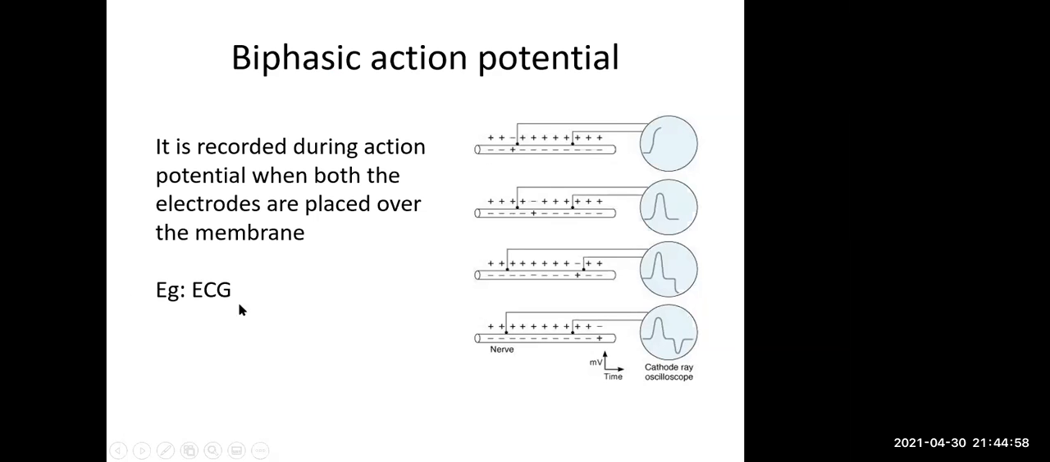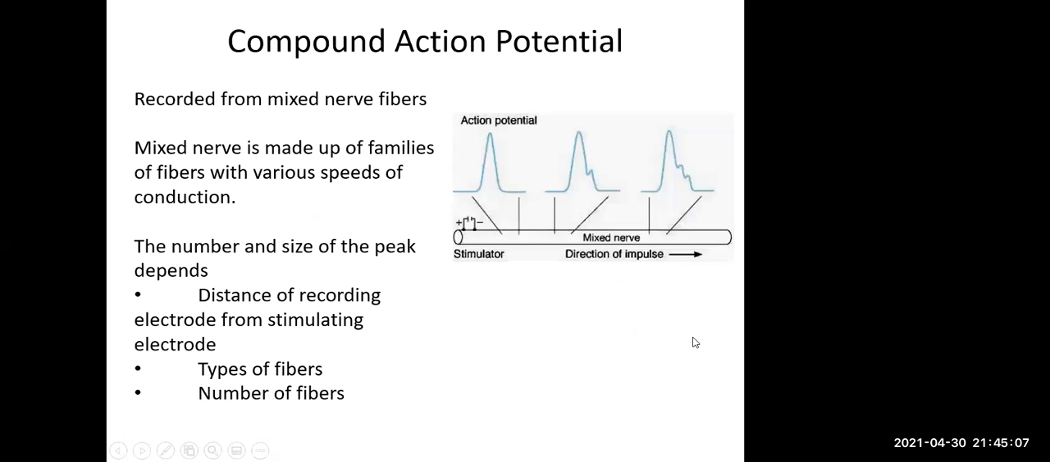This is the biphasic. ECG is one of the biphasic recordings. During depolarization, there will be an upward deflection. During repolarization, there will be a downward deflection. All right. So this is the compound action potential. In mixed nerve fibers, we will get the compound action potential. Now we will come back to this later.